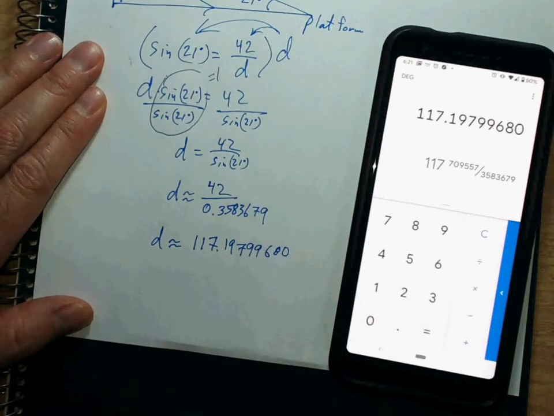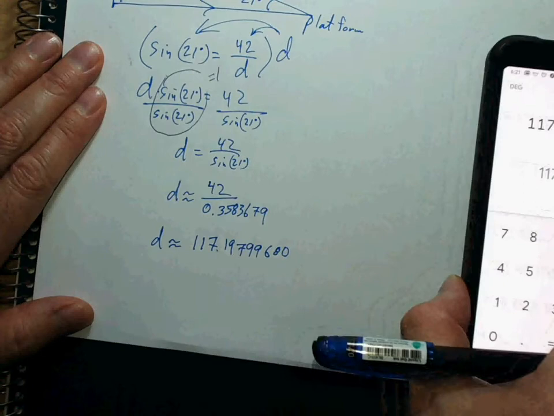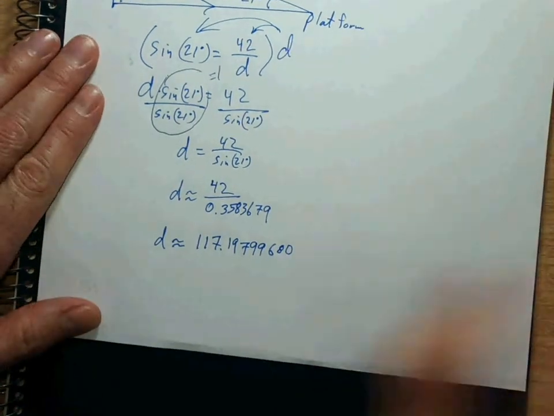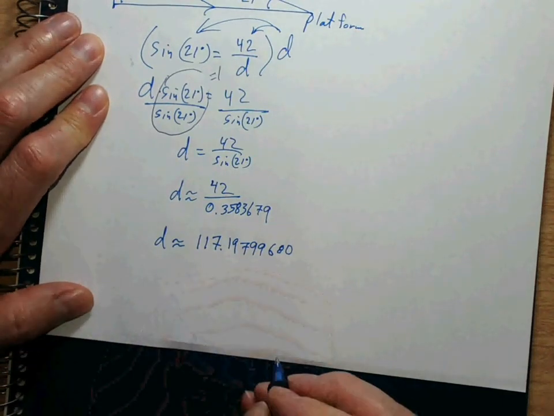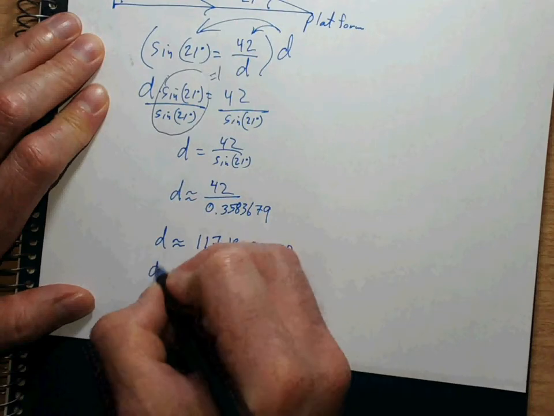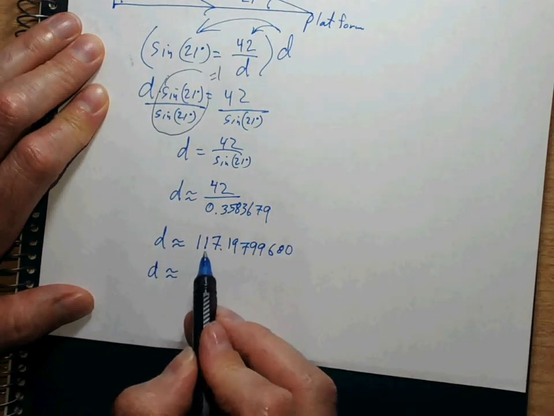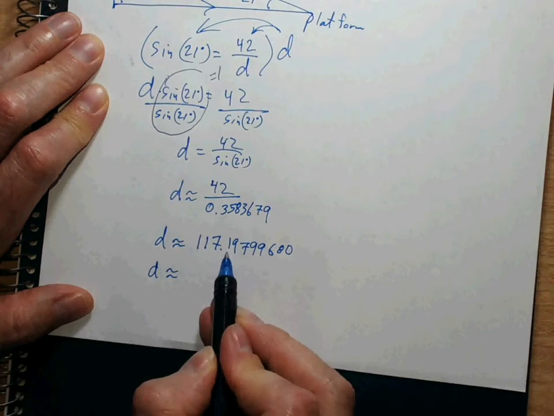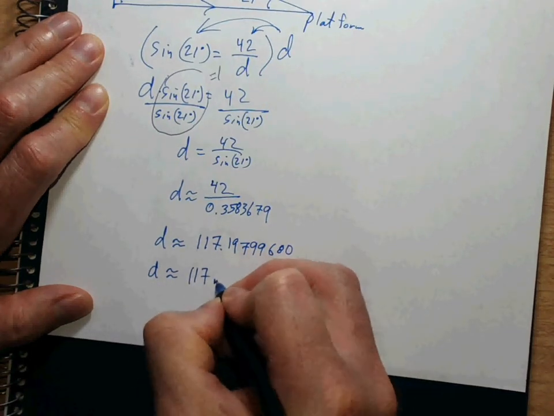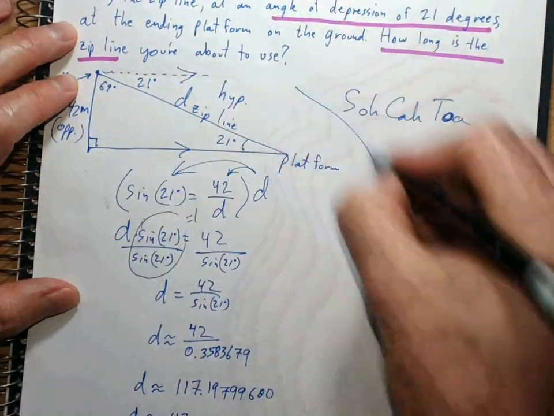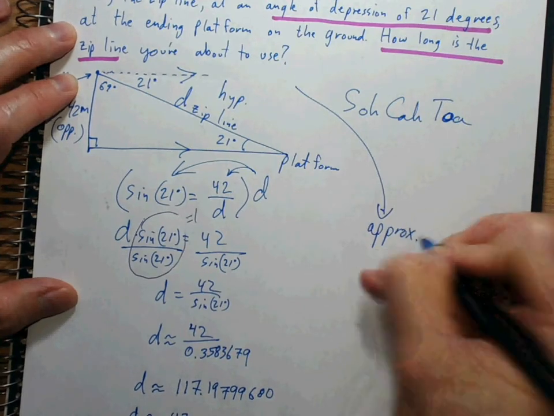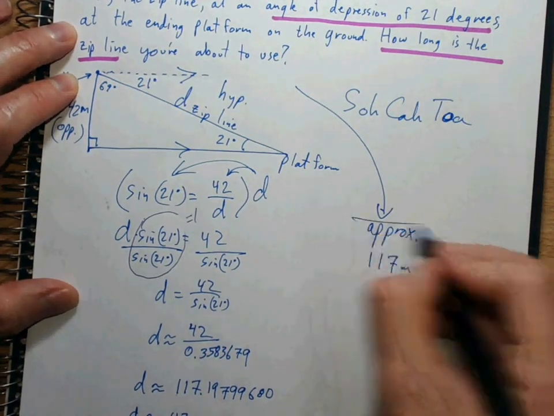117.19799680. Alright, now I'm going to round this to 3 significant figures, and that is because at our school we're getting ready for IB Math, and that is the general rule for IB Math. So, d is approximately equal to 1, 2, 3 significant figures. The next number tells me if I should round up or not. If this is 5 or more, I round up, but it's not, so I'm going to not round up. So it's 117 meters. Right? So, how long is the zip line we're about to use? Approximately 117 meters.